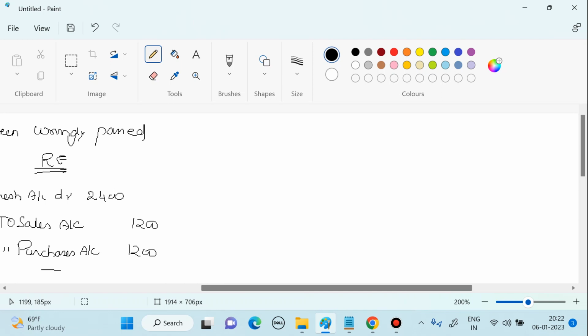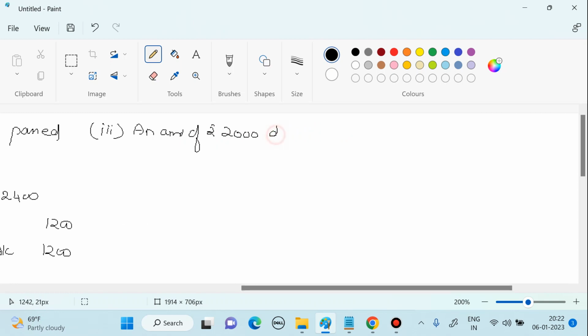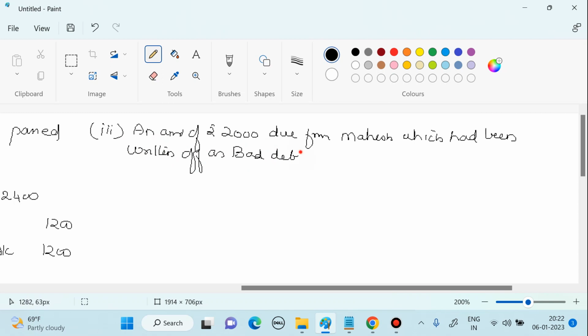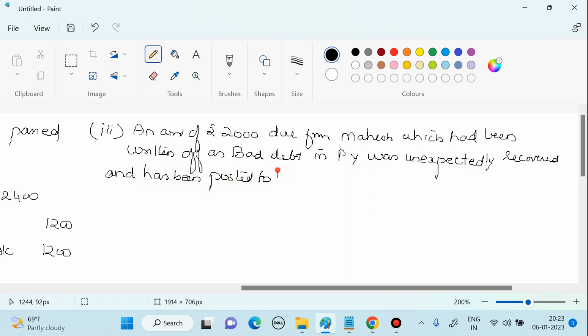Now we'll go to the next. An amount of rupees 2,000 due from Mahesh, which had been written off as bad debt in the previous year, was unexpectedly recovered and has been posted to the personal account of Mahesh. So, understand this.